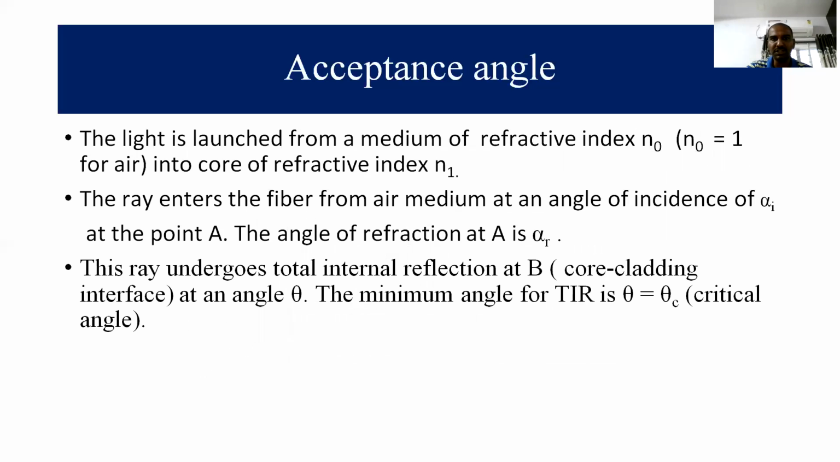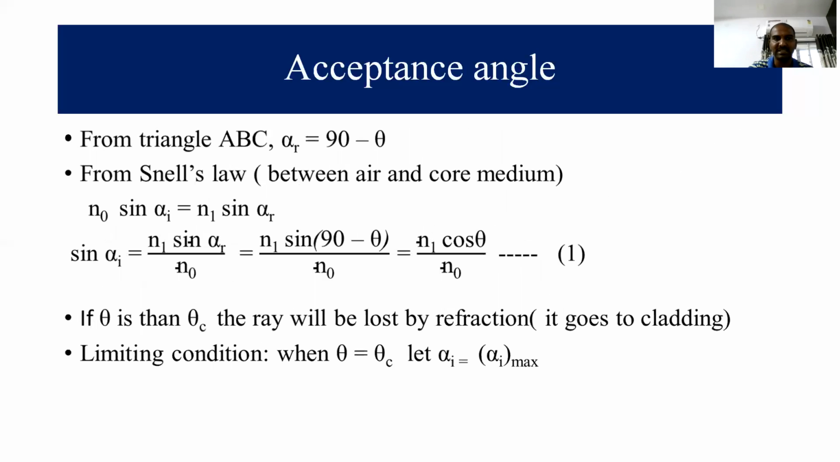So the light is launched from medium of refractive index N0 into the core of refractive index N1. There it enters the fiber from air medium at an angle of incidence alpha I at the point A. Already I mentioned point A is nothing but boundary of air core interface or air core boundary. So the angle of refraction at A is alpha R. This ray undergoes total internal reflection at B. B is nothing but core clad interface at an angle theta. The minimum angle for total internal reflection is theta equals theta C. That means the angle of refraction should be minimum 90 degrees.